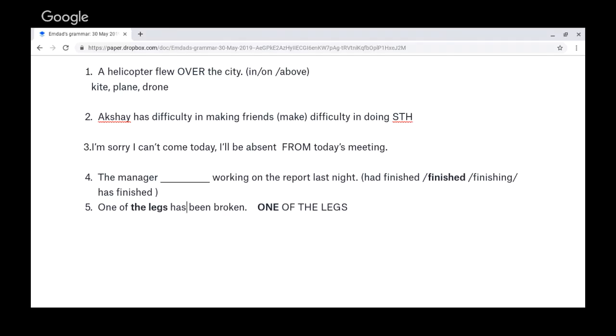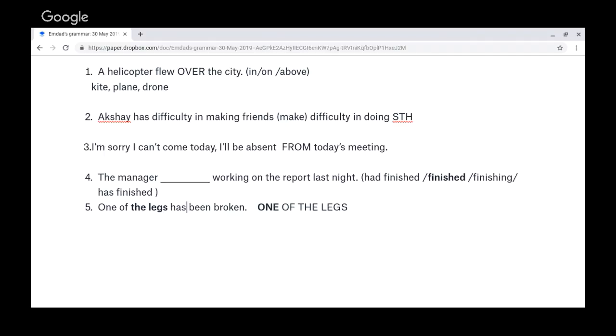Now tell me, one of the students is present or are present? One of the students is present. Don't focus on students. Don't think that, oh, students, is present. How is it? It should be students are present. So, one of the students is present.